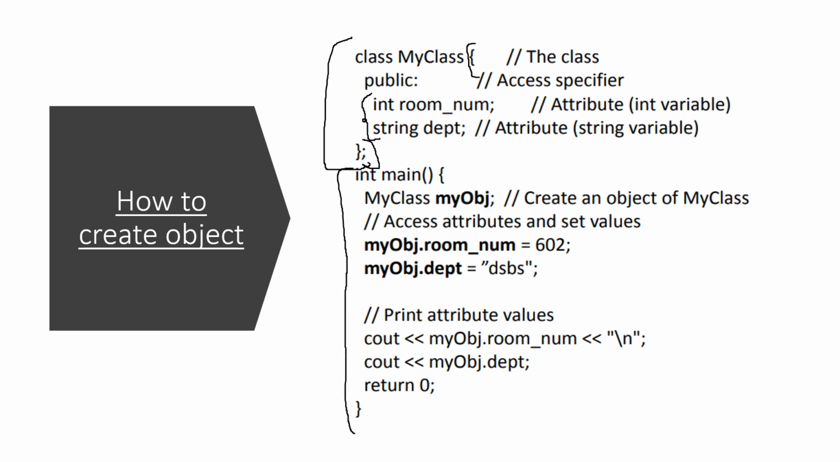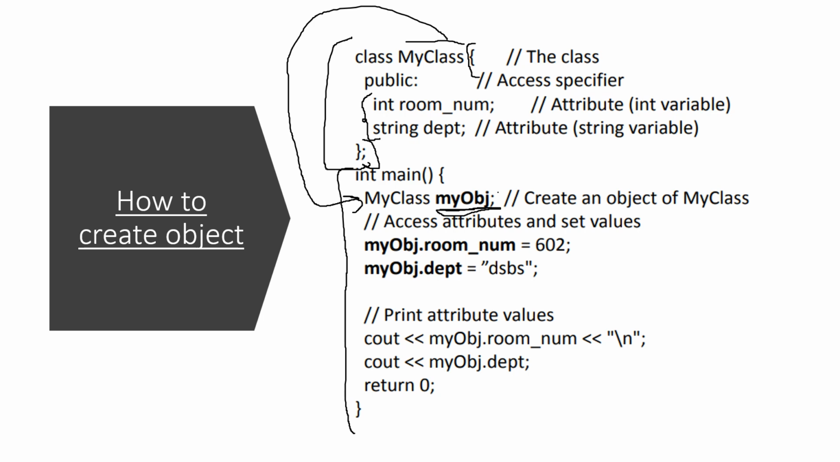Now we create an object. For creating an object, you have to call your class. Whatever your class was, I had taken my class, so you call your class and then make an object out of it. My class, my object; you can give any name, there's no specific name for the object. And then, like every statement, we put a semicolon. So this is how we create the object.